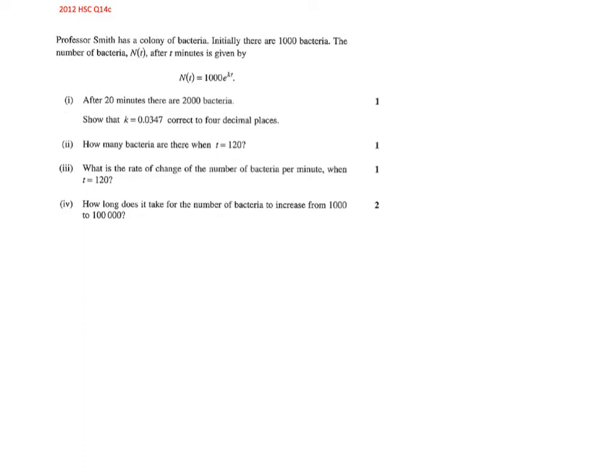Right, so in this HSC question, we've got a colony of bacteria. Initially there are 1,000 bacteria. The number of bacteria after t minutes, t is in minutes, is given by that equation there. After 20 minutes there are 2,000 bacteria. Show that k equals that correct to 4 decimal places.